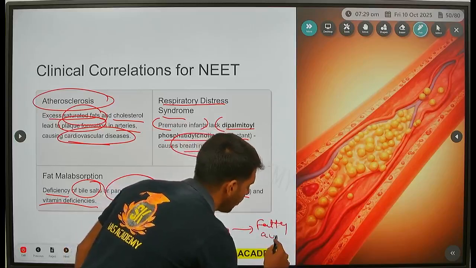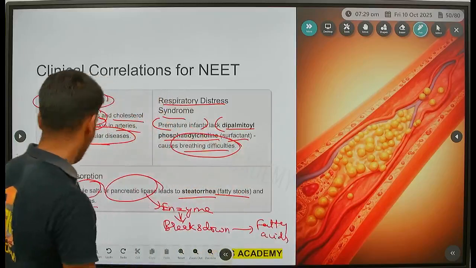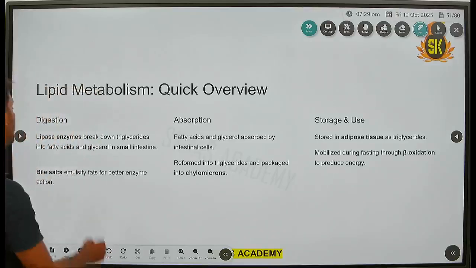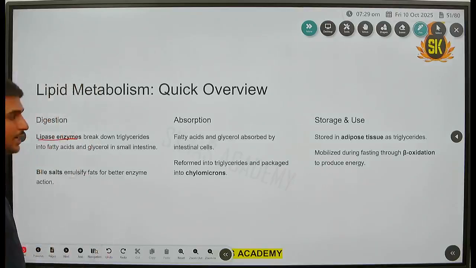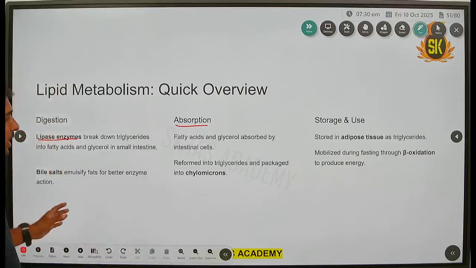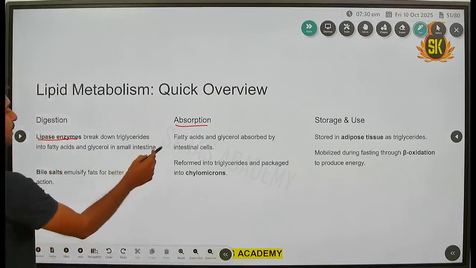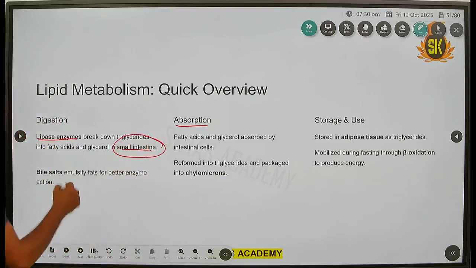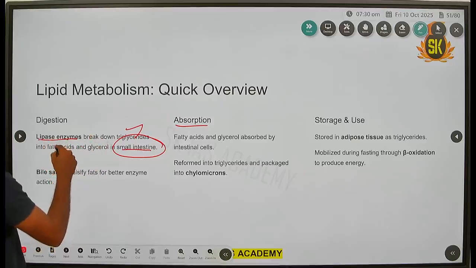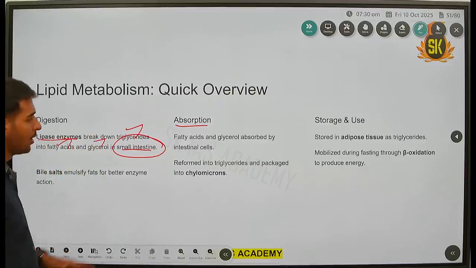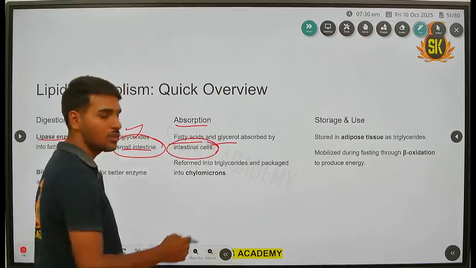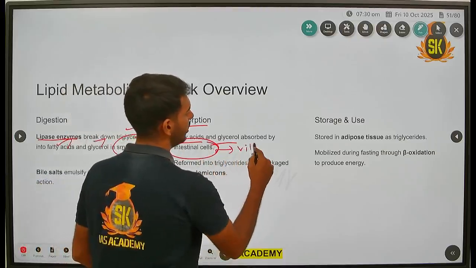Okay, got it? So we have discussed most of lipid metabolism. Again, we discussed the lipase enzyme that breaks down triglycerides, and absorption. The fatty acids which have been broken down, all this breaking down is happening in the small intestine. Lipid is broken down into triglyceride, and it is further broken down into fatty acids and glycerol. Now, fatty acids and glycerol are absorbed by intestinal cells called villi.